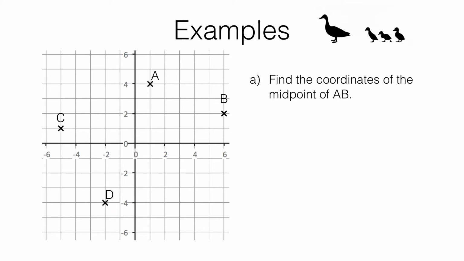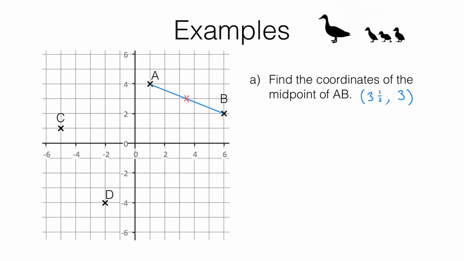Now let's look at how we find the coordinates of the midpoint of AB. Now AB is a line segment that joins A and B together. So the midpoint is simply the point that is halfway along this line segment, right in the middle of this. Now, just by looking at this, some of you might be able to tell that the midpoint is right here. And that point has coordinates (3.5, 3).